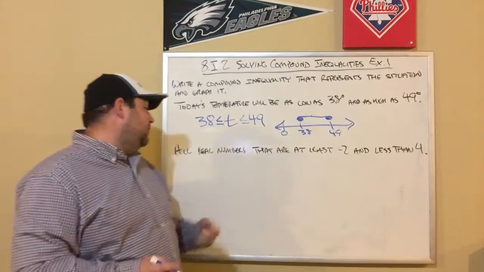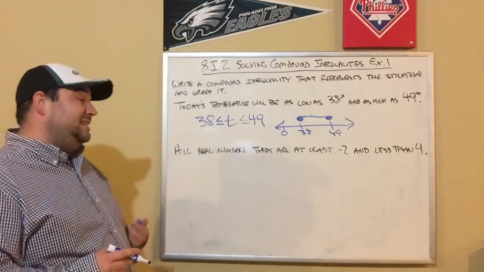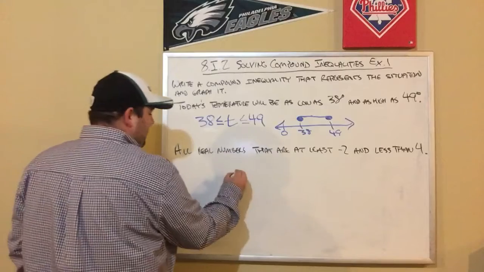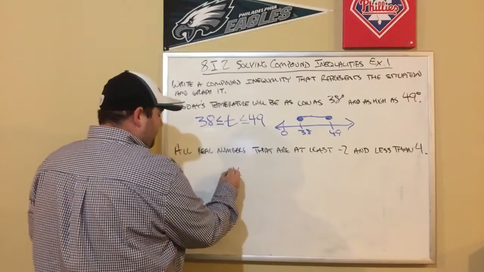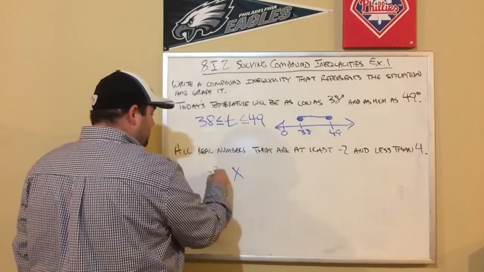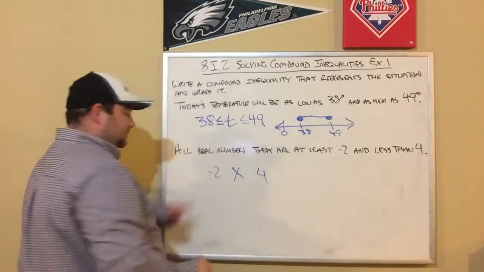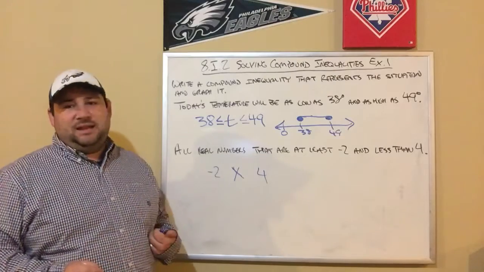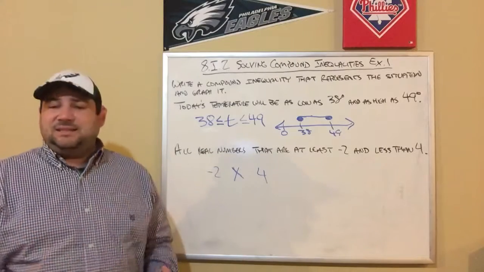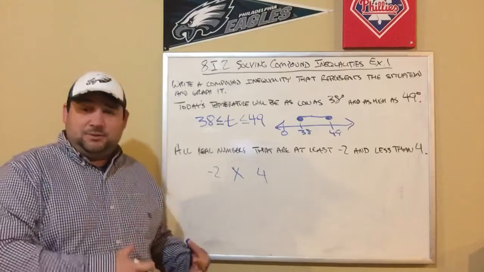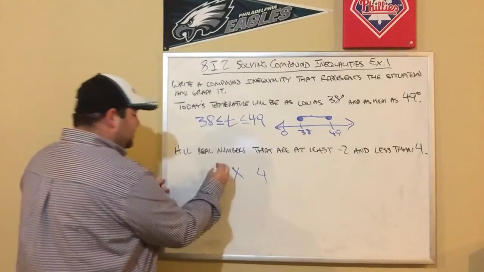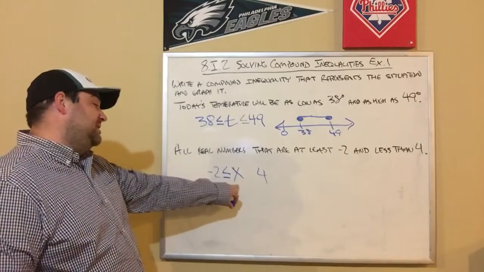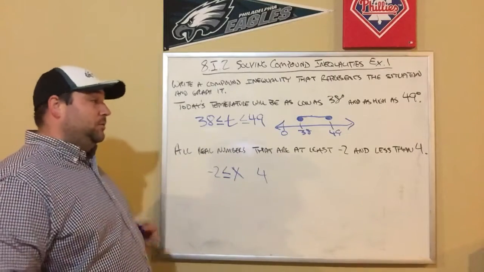All right, let's look at our second one. All real numbers that are at least -2 and less than 4. I'll just use x. -2 is going to be here, 4 is going to be here, smaller number on the left, larger number on the right. It's got to be at least -2. So if x is at least -2, it can be -2 and then anything more than -2. So this is going to be less than or equal to there, because remember, I can read that backwards. This says x is greater than or equal to -2, which we said.